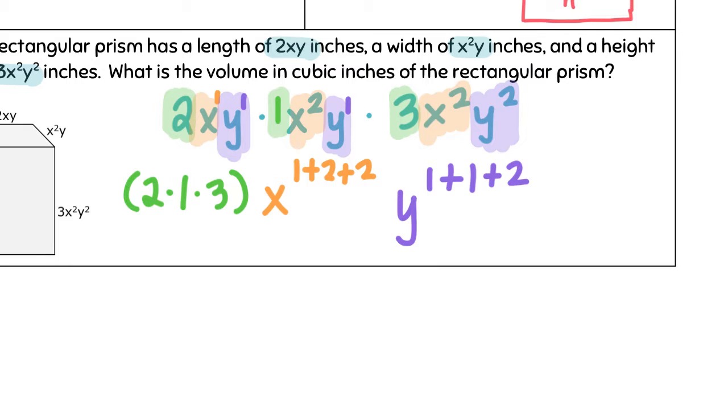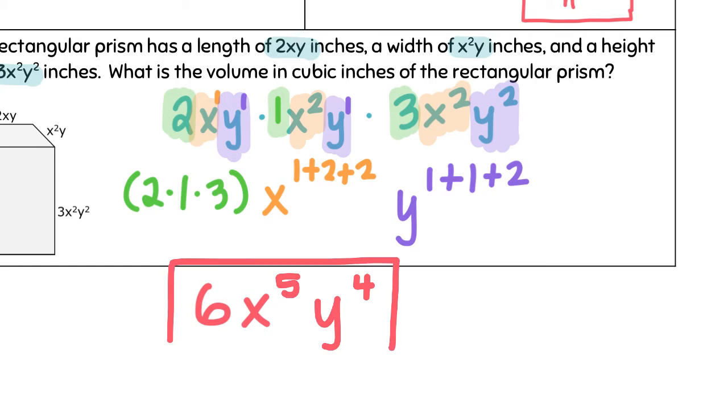So 2 times 1 times 3, right here, that gives me 6. Then for x, we need to add up all those exponents. 1 plus 2, that gives me 5th power. And then for the y, it's the same thing. 1 plus 1 plus 2 gives me 4. So the volume of that rectangular prism is 6x to the 5th, y to the 4th.